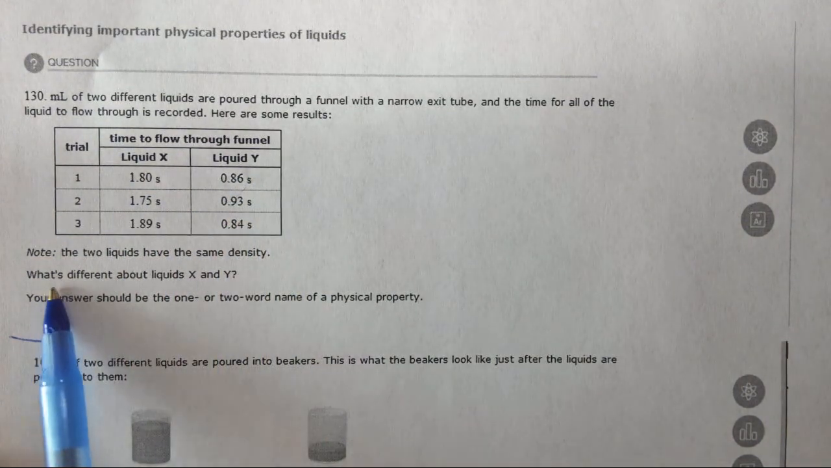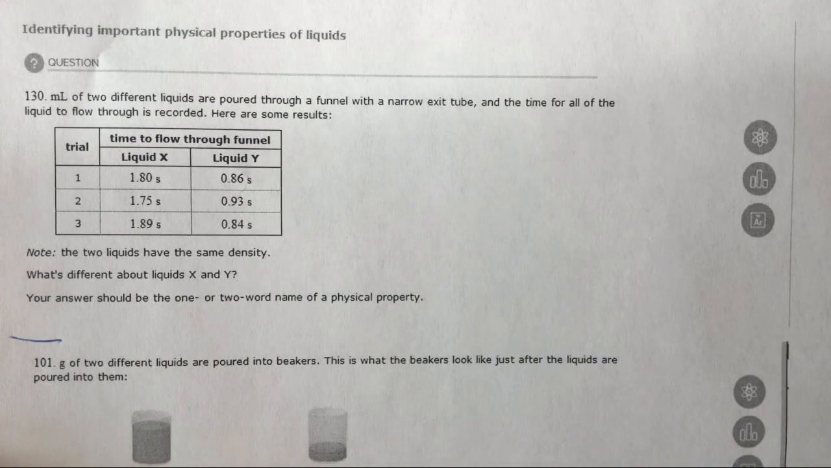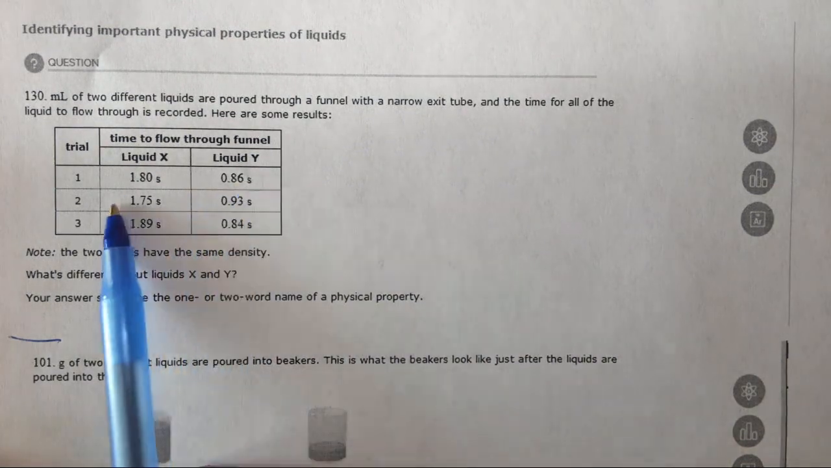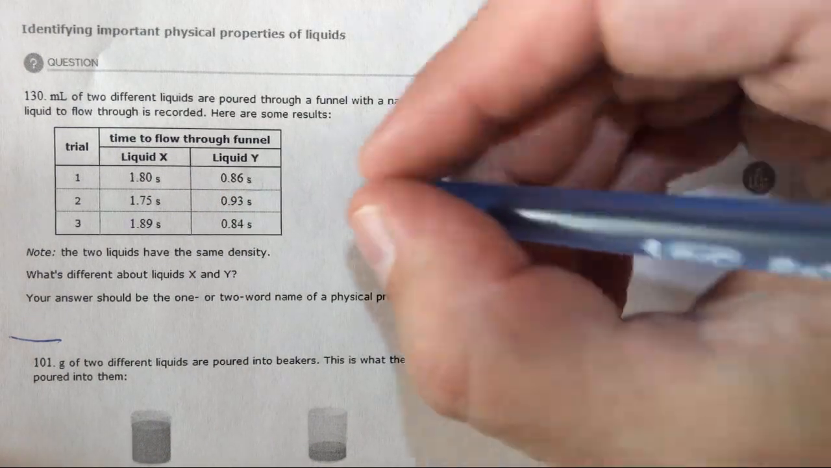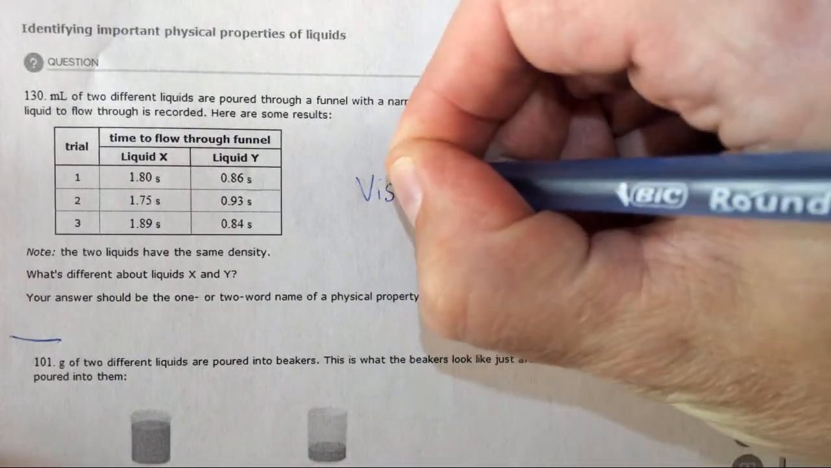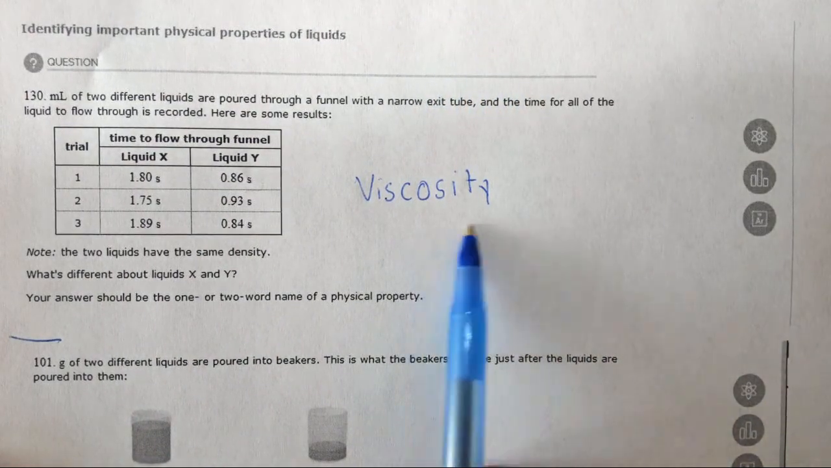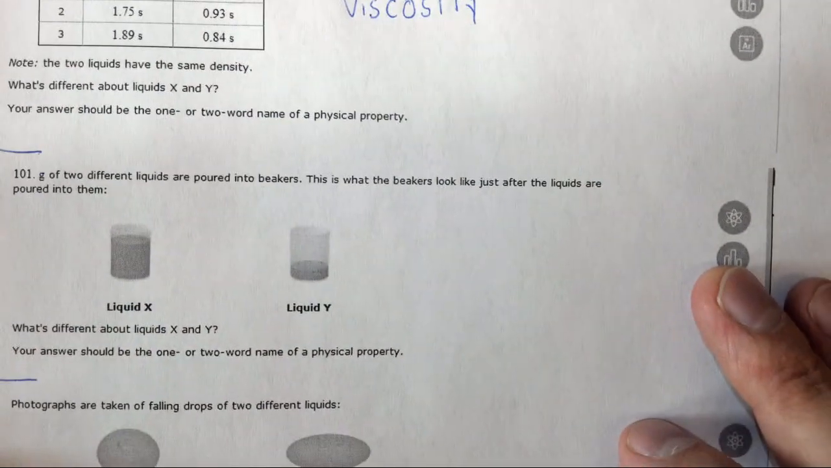It finally says what is different about the two liquids X and Y, and we're looking for some different physical properties of the liquids. Well, this is measuring the speed of flow. The ability of a liquid to resist flow is called the viscosity. So this particular example is a measure of viscosity.